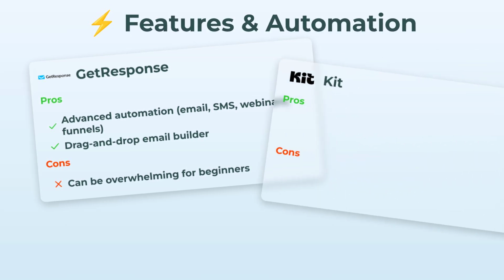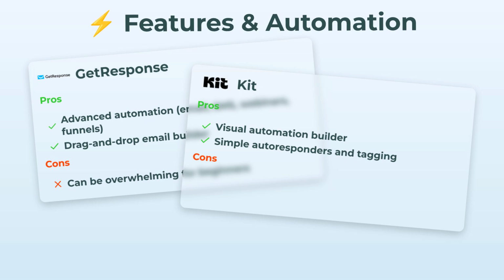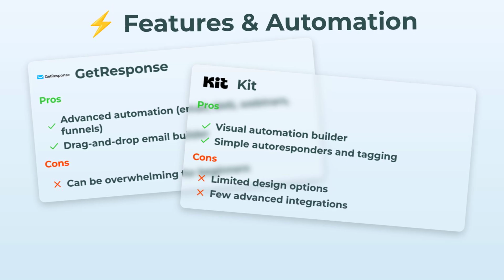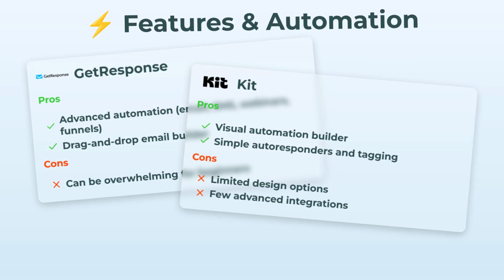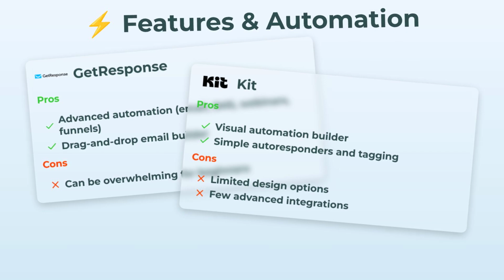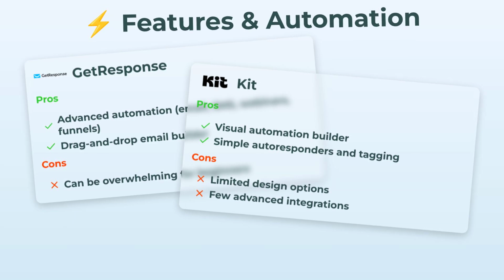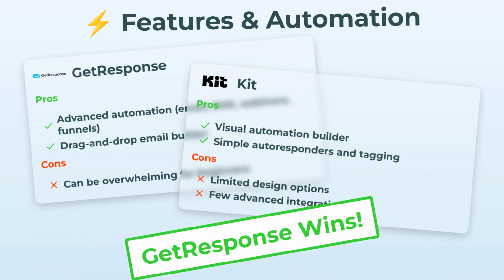Kit, on the other hand, well, it keeps things simple. There's a nice visual automation builder that's honestly really approachable, and autoresponders with tagging are straightforward. The flip side? Limited design, and you might start to feel boxed in if you need fancy integrations. When it comes to sheer power, GetResponse easily snags the point.